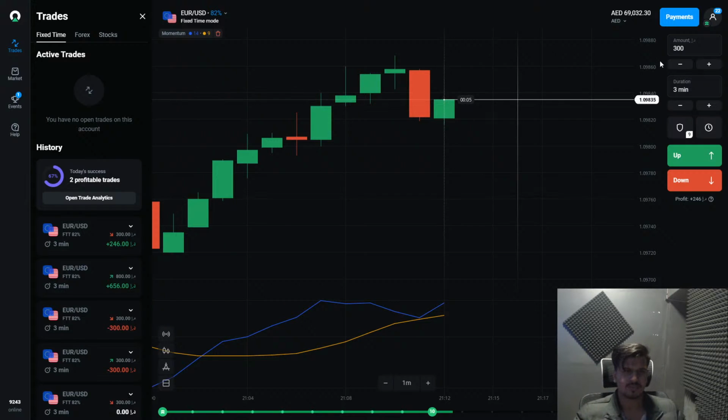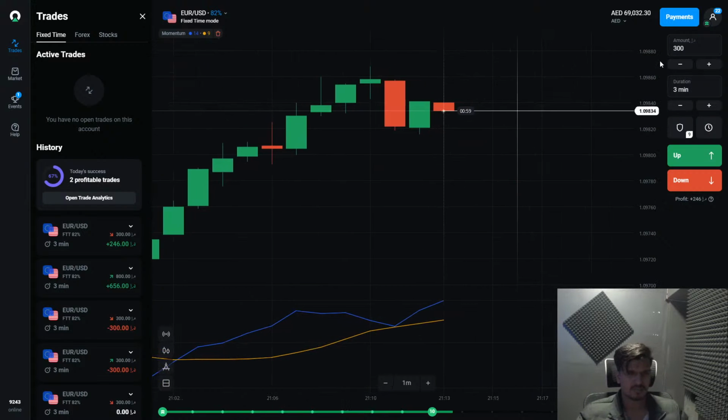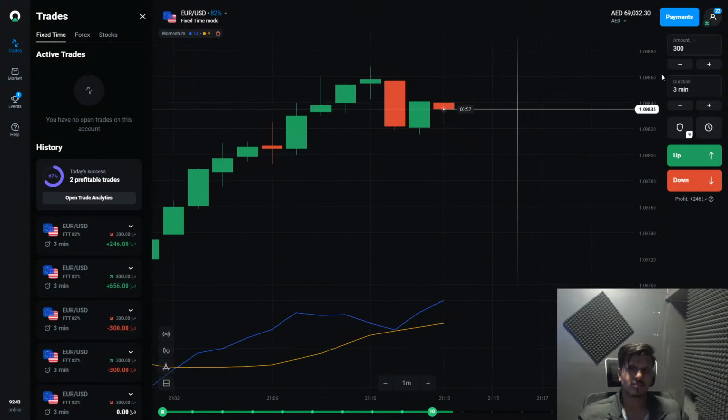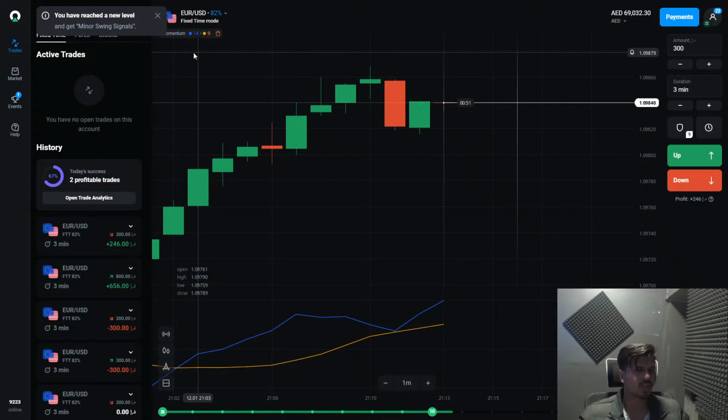So now it is moving to the upside, as you can see here, guys. Wow, you have reached a new level and get minus swing signals.